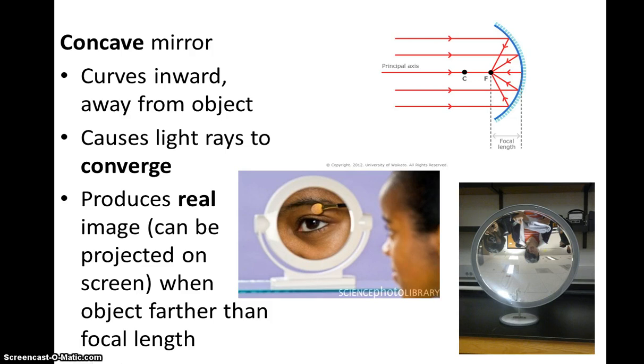Concave mirrors tend to cause light rays to come together. As you can see, the light rays are converging, coming together. And typically, if you're really close to the mirror, like if you're between that dot and the mirror, it makes the image appear smaller, such as in this makeup mirror. But if you're on the outside of that letter F, the focal point, it will make things look upside down or inverted.